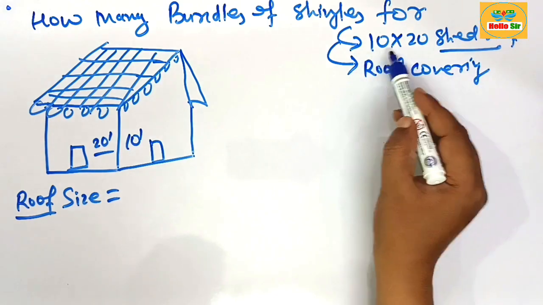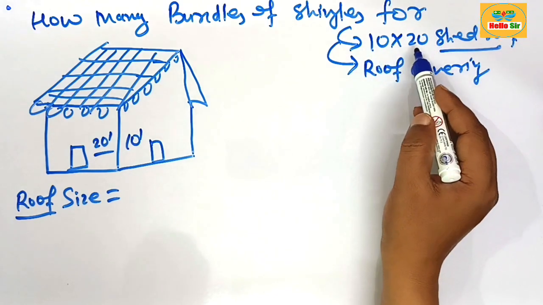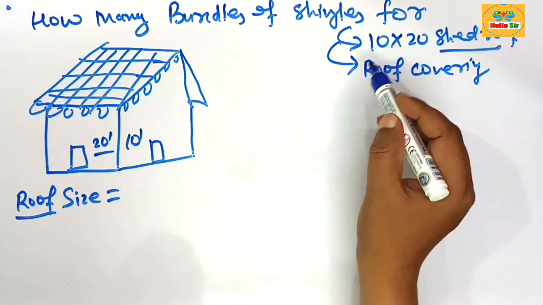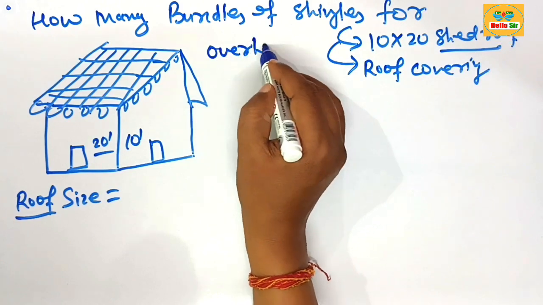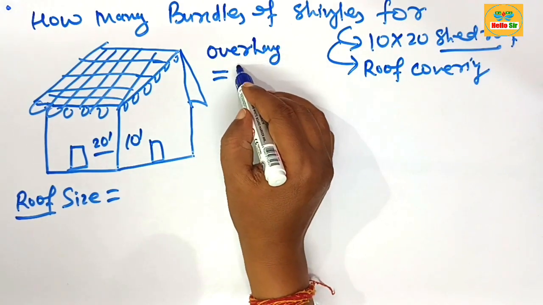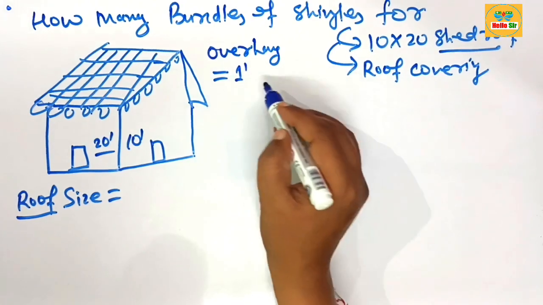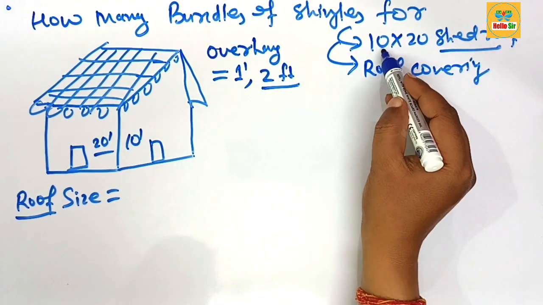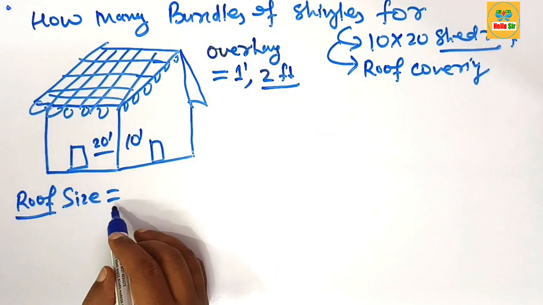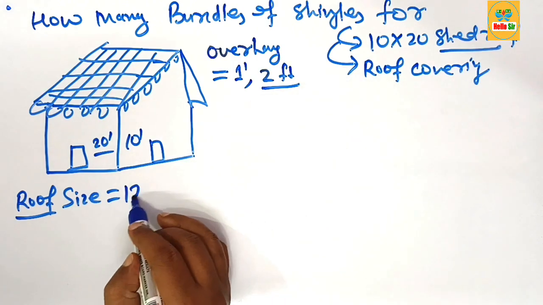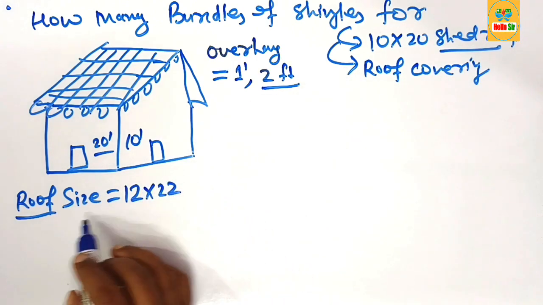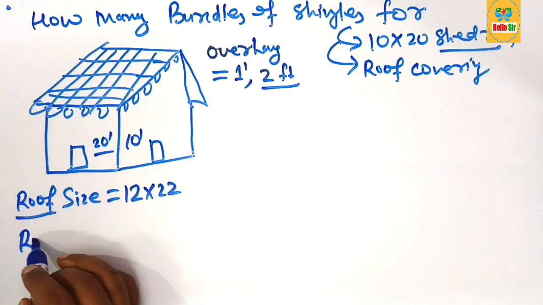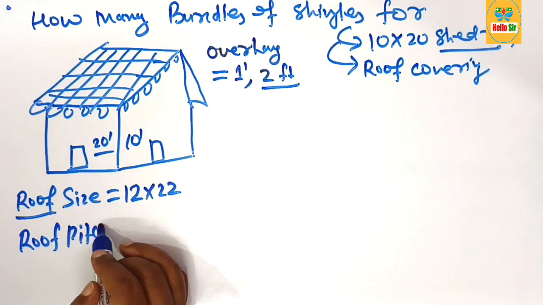As you know, the dimension of the shed roof is 10 by 20. It means the roof size is not equal to the dimension of the shed. The overhang length of the roof structure will be something like 1 foot on each side, so you just add 2 foot to each dimension of the shed. That's why the roof size is 12 by 22 foot. And another factor, roof pitch, also determines the roof size.